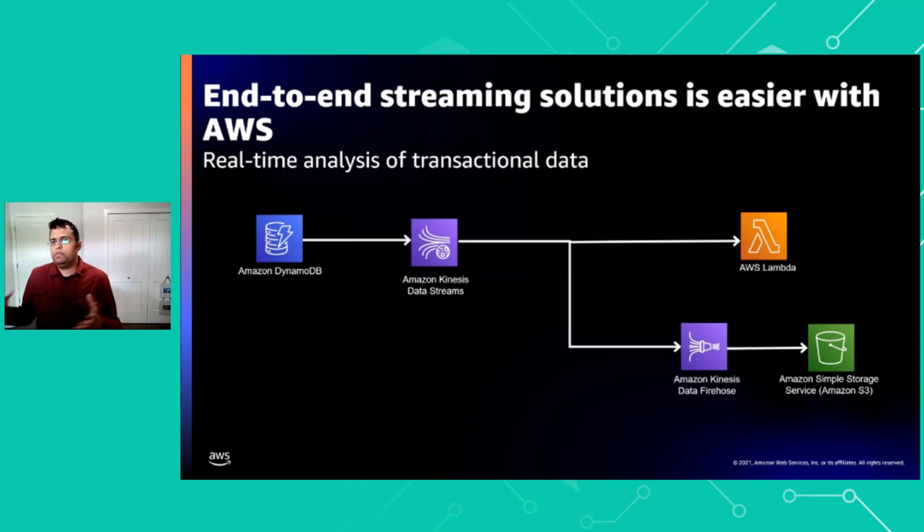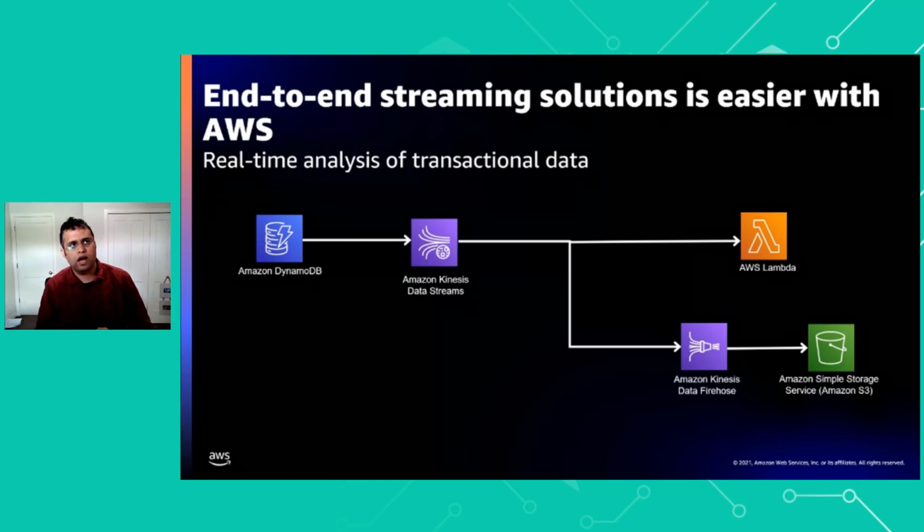Now, typically when you build a streaming data application, it doesn't exist in a vacuum, right? So you're obviously ingesting data from one point, you're processing the data. So you need capabilities and features that make building an end-to-end solution a lot easier. Now let's explore that with a couple of examples.